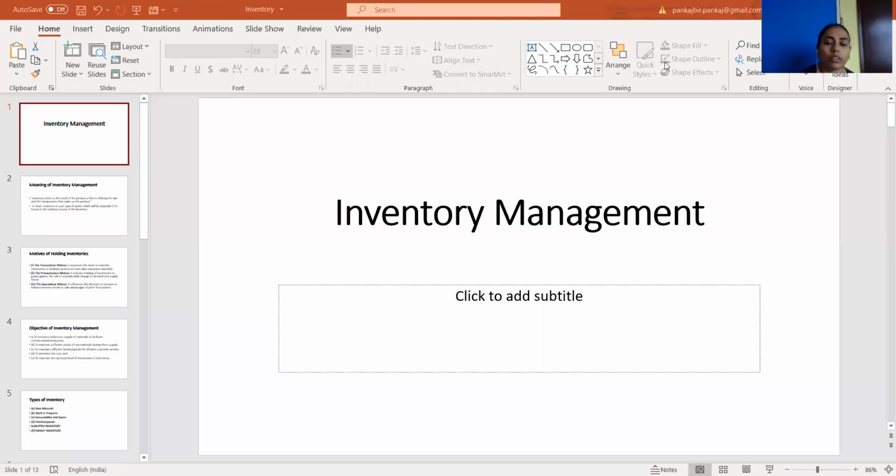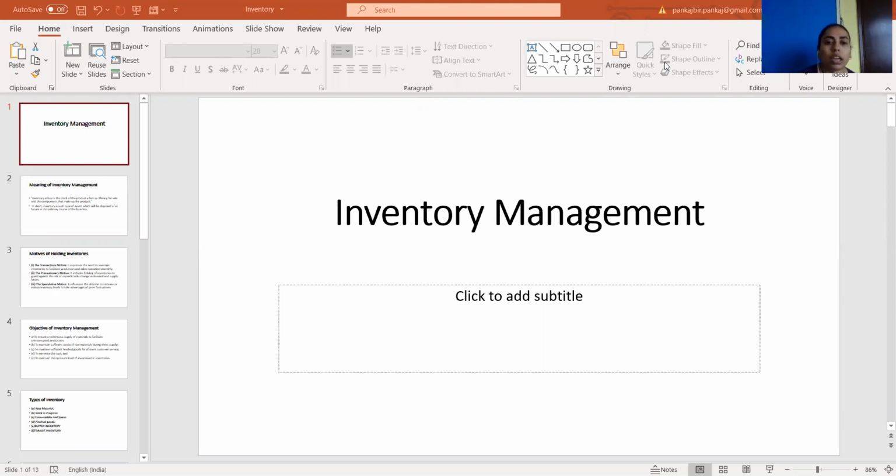Good morning, everyone. So, our today's topic in operations management and industrial management is inventory management. When we talk about inventory management, it is one of the most important topics from exam point of view. So, we will first understand what inventory means.